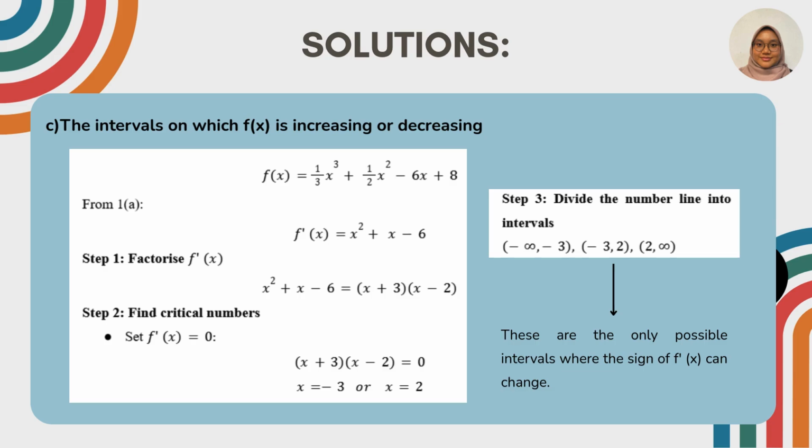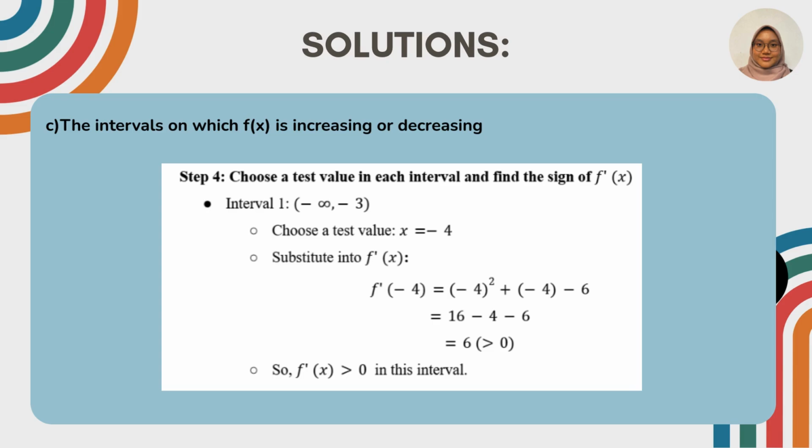Then, divide the number line into 3 intervals. The first one is (-infinity, -3), the second one is (-3, 2), and the last one is (2, infinity). These are the only possible intervals where the sign of f'(x) can change. Next, choose a test value in each interval and find the sign of f'(x). For interval 1, negative infinity to -3, choose x = -4. f'(-4) = 6, which is positive.